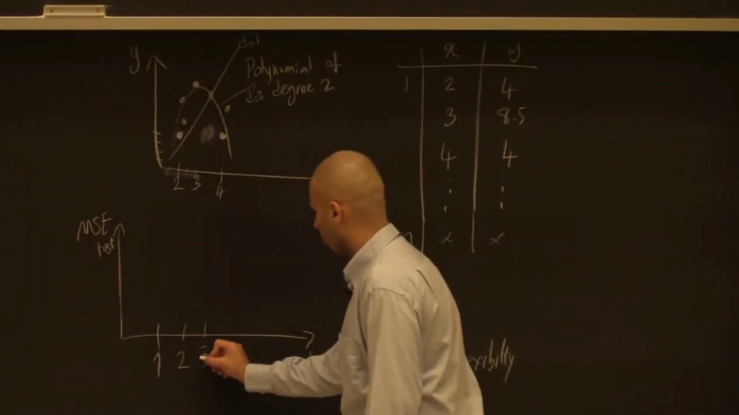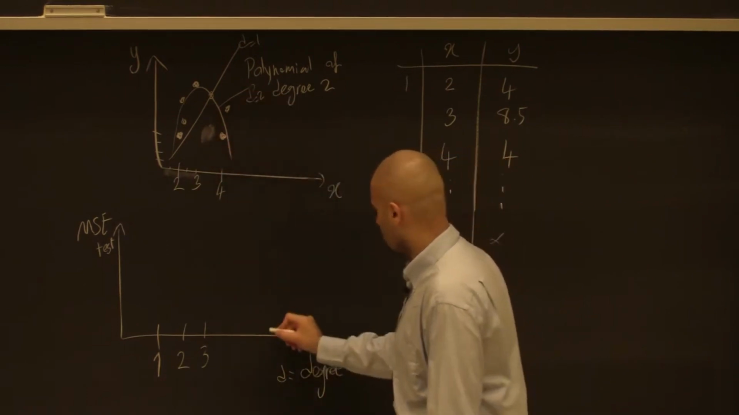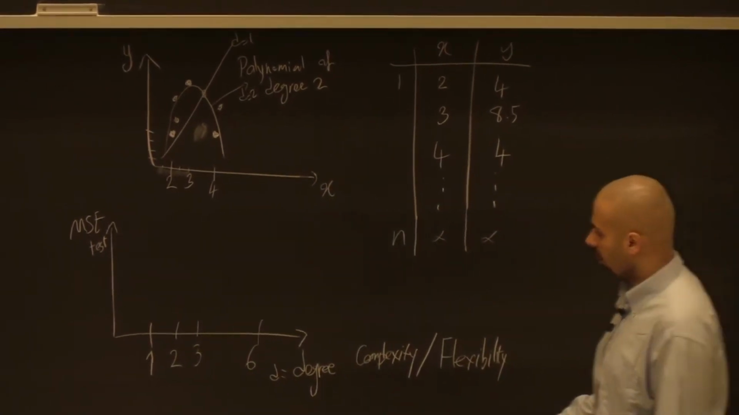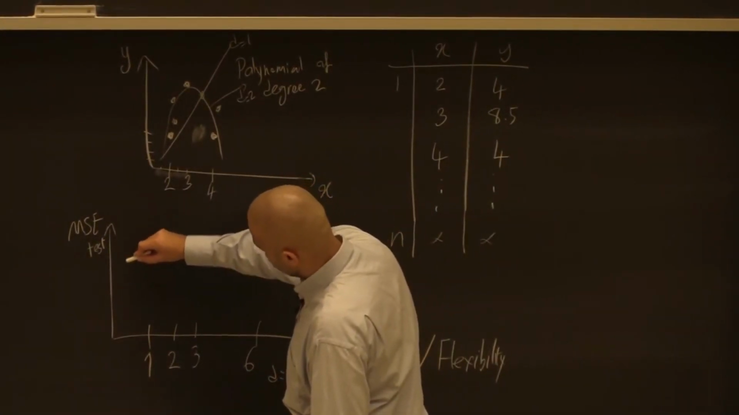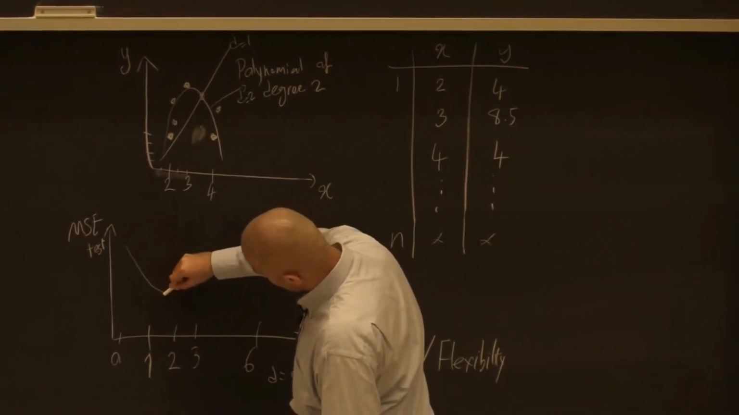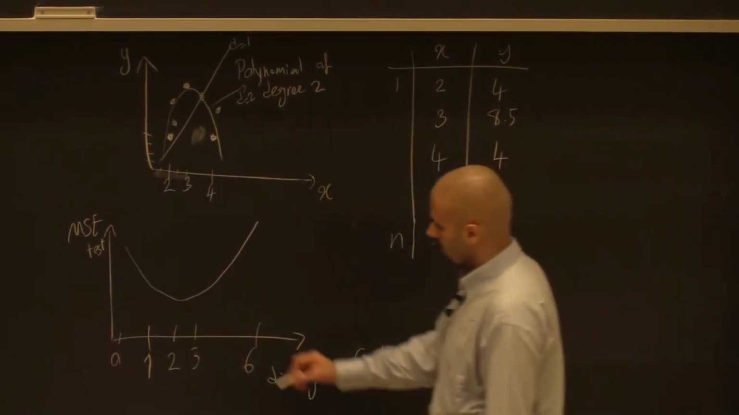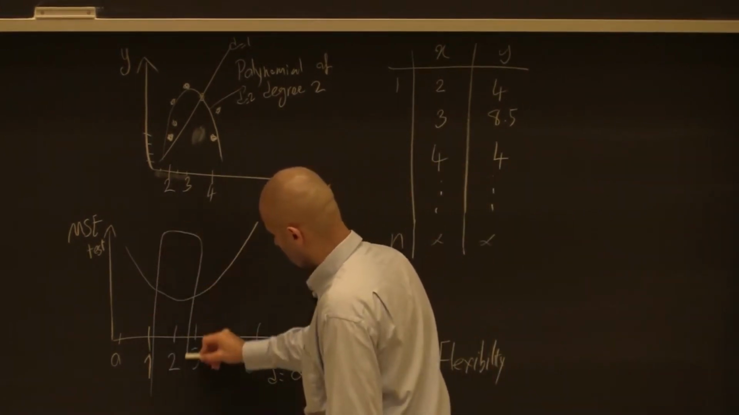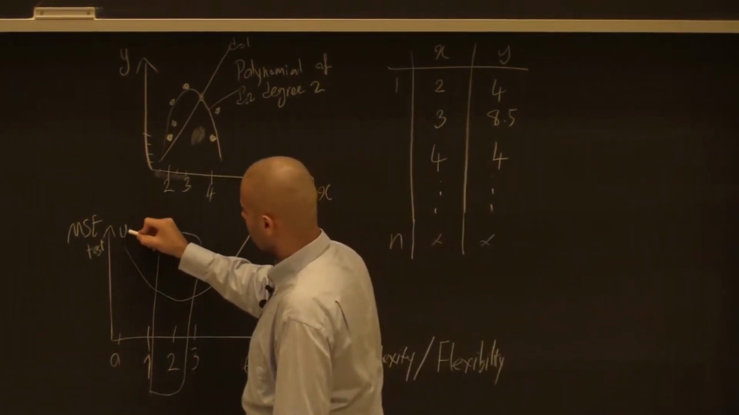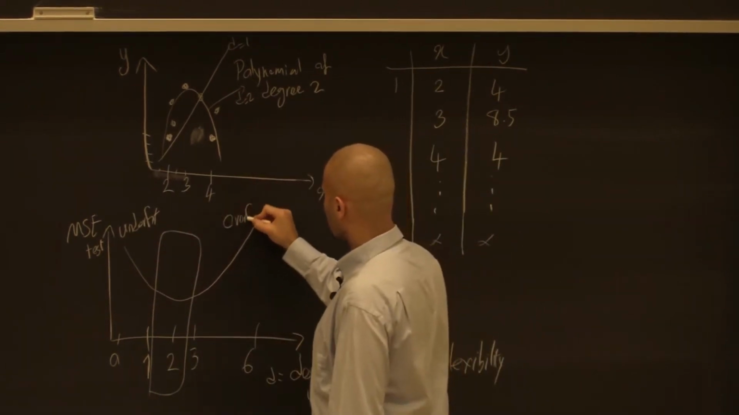We can try 3 all the way to, let's say, here we have 7 points, so we can increase it all the way to 6. And the behavior of MSE would be something like this. I guess we can also try 0. This would be the behavior of MSE. You can see that this is the suitable choice of the hyperparameter. To the left of this, we have the underfit region, and to the right, we have the overfit region.